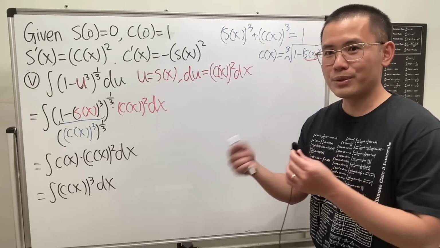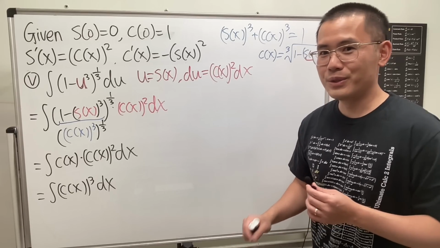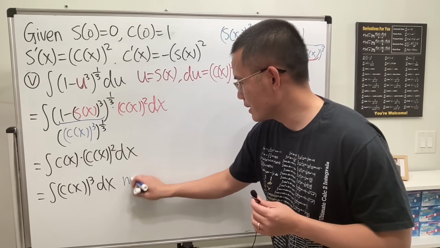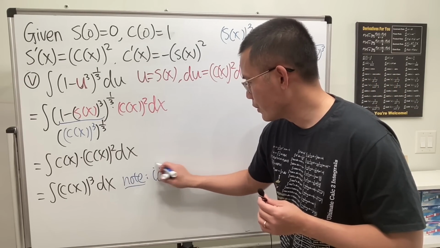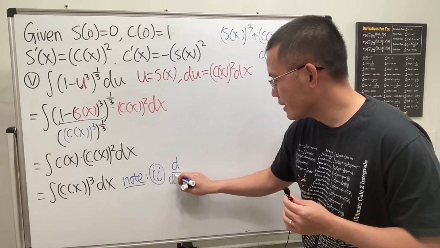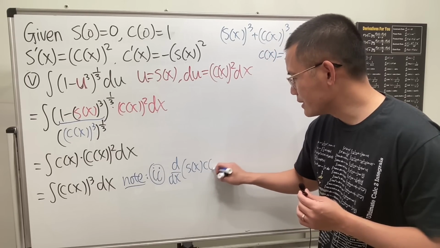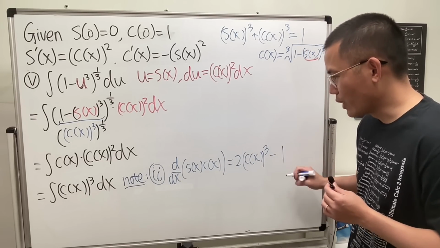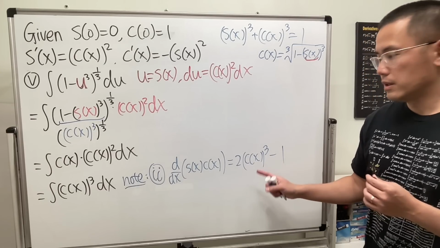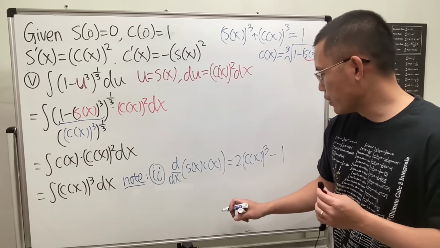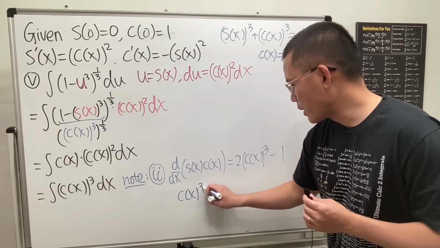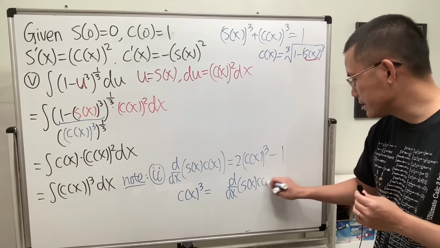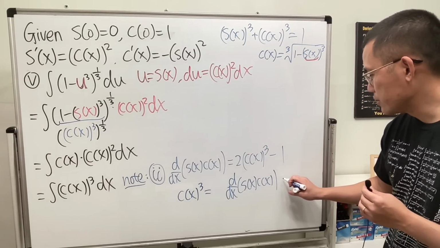Okay, again, you have to go back to what we did earlier. In fact, we are going to use the result from part 2 one more time. So I'm going to just make a note right here. Note: from part 2, we know that if we differentiate the product of s and also c, we get 2 c of x to the third power minus 1. And now we are going to isolate this part. So add 1 to both sides. So we will get the following. c of x to the third power equals, here we have the derivative of s of x times c of x, and then I put the 1 to the other side already, so plus 1.